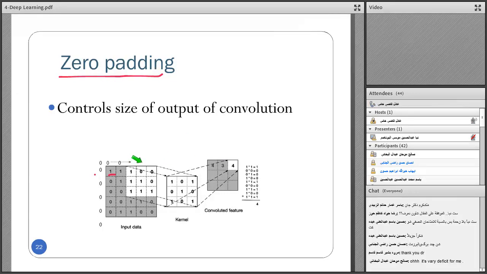This was the convolution operation. In this slide, this is the input data, this is a kernel, and this kernel is moving on the input, and then we get the output. This is the output of the convolution.